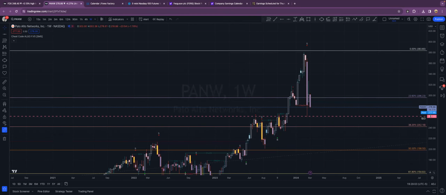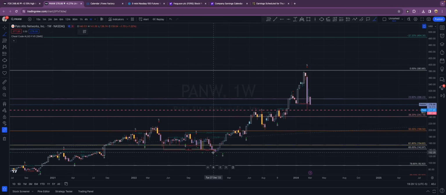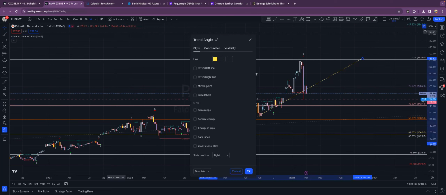I want y'all to watch this. I'm going to use the angling tool. This is a trend line that shows you the angles, right? And you'll see what's healthy and what's unhealthy. So this is the angle of this said trend here. All right. Let me make sure to bump that up so everybody can see that.